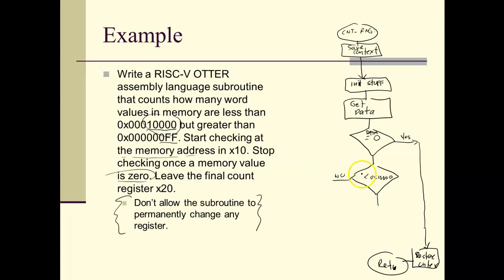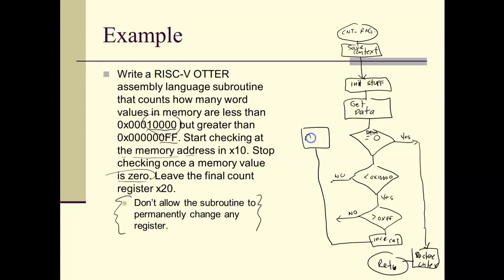And then if I say no, I know I have to get out of that. If I say yes, then I have to check the other condition, and it's greater than 0xff. If that's a no, then I have to get out of it also. Otherwise, I am going to increment count, which is my loop counter, and then I can come up here and do some admin.